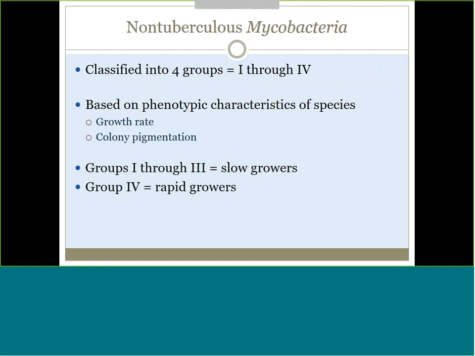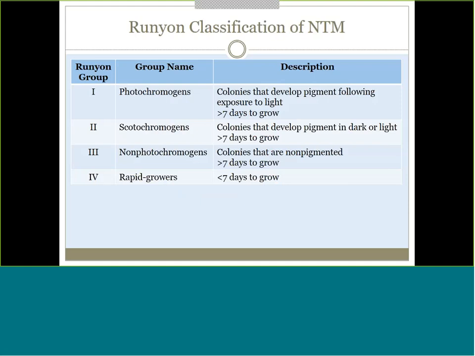Now, they are classified into 4 groups, 1 through 4, and they're going to be based on how fast they grow and, again, that colony pigmentation. So groups 1 through 3 are all known slow growers, and then group 4 was the ones that can be considered more rapid growers. So there are your 4 groups. Definitely need to know these 4 groups and why they're grouped this way.